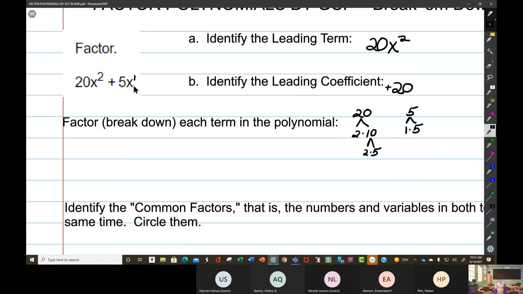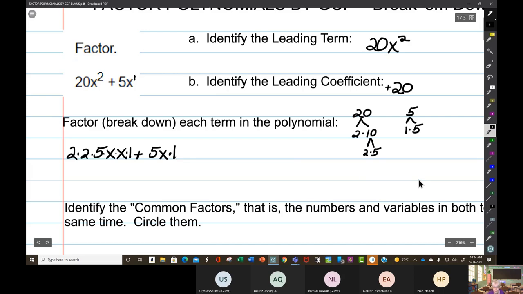So I'm going to rewrite these terms totally broken down. 20x squared is 2 times 2 times 5 times x times x, plus 5x is 5x. Now I'm going to do something else that most of the time is not important, but when you're factoring, it can be. So I'm going to put a times 1 and a times 1.